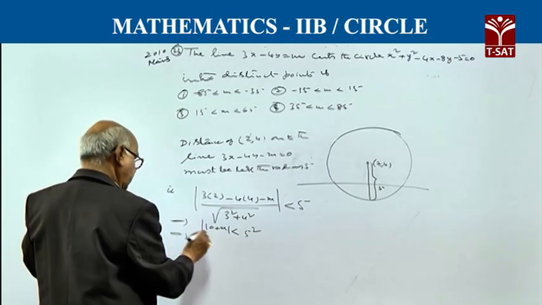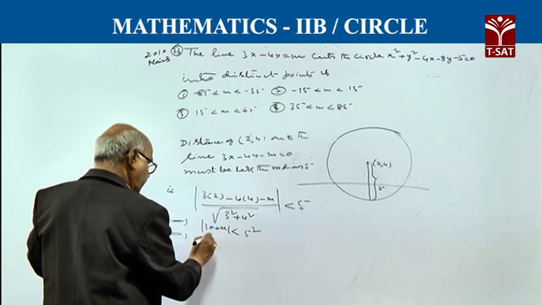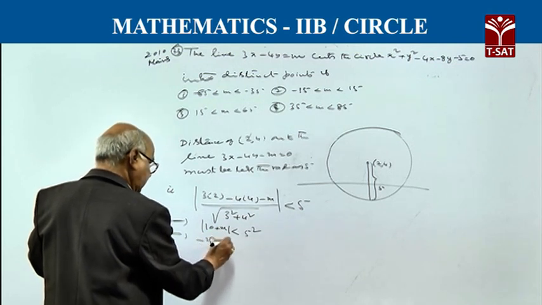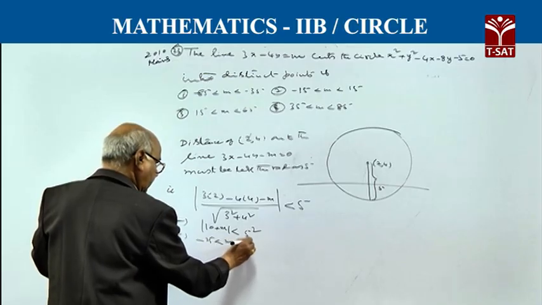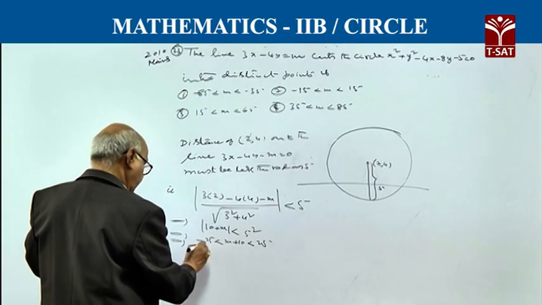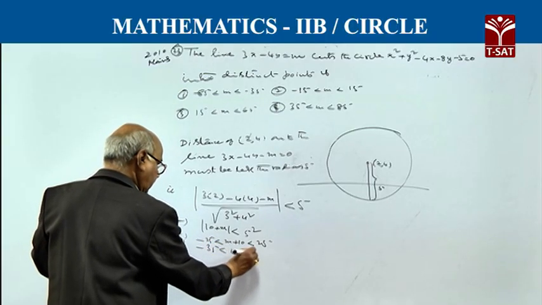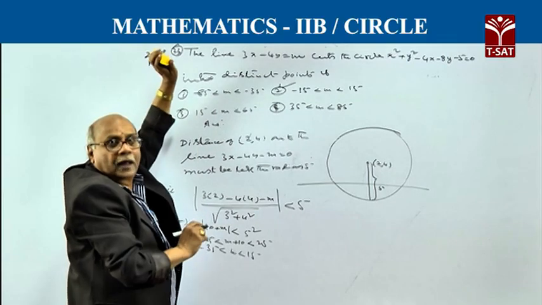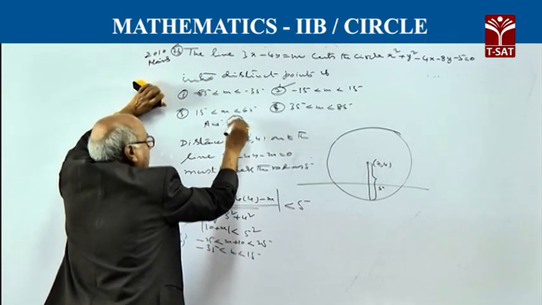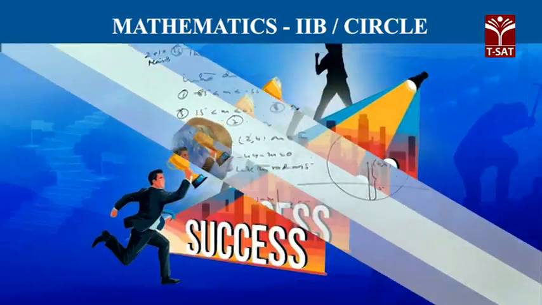So that implies minus 25 is less than m plus 10, which is less than plus 25. So that is if and only if minus 35 less than m less than 15. So therefore answer is number 2 itself: minus 35 less than m less than plus 15.